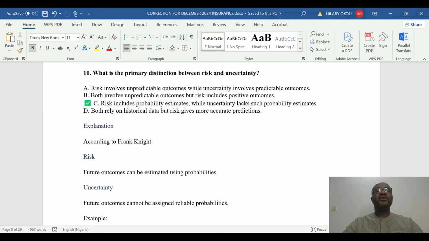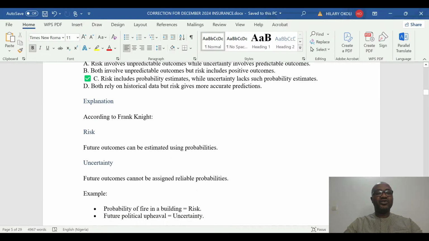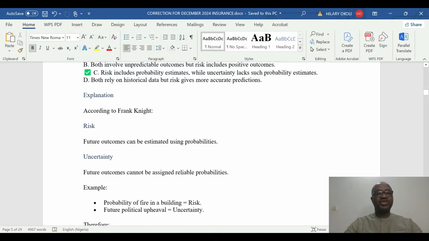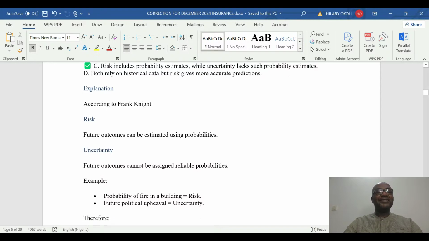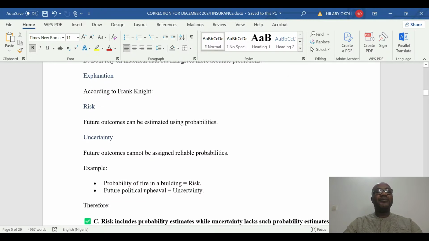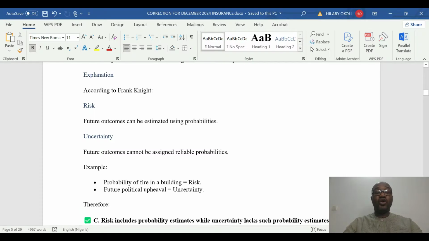So the primary distinction between risk and uncertainty is that risk includes a probability estimate, while uncertainty, like the name implies, lacks such a probability estimate. To offer further explanation for the choice of C: according to Frank Knight, future outcomes under risk can be estimated using probabilities, but under uncertainty, a future outcome cannot be assigned a reliable probability.